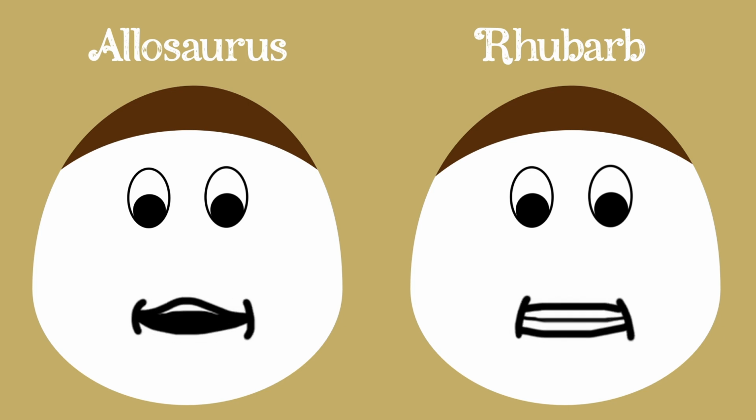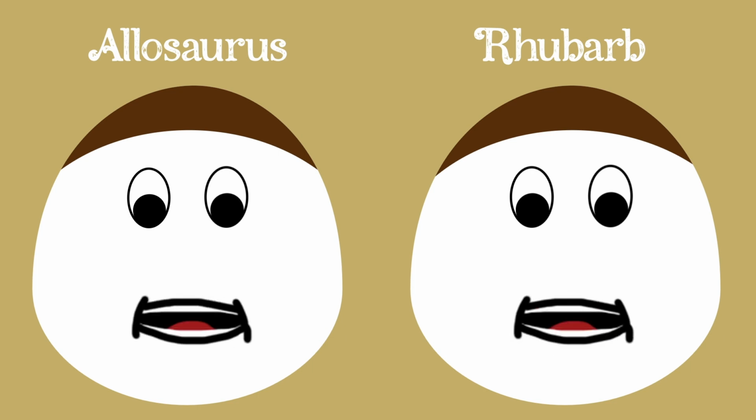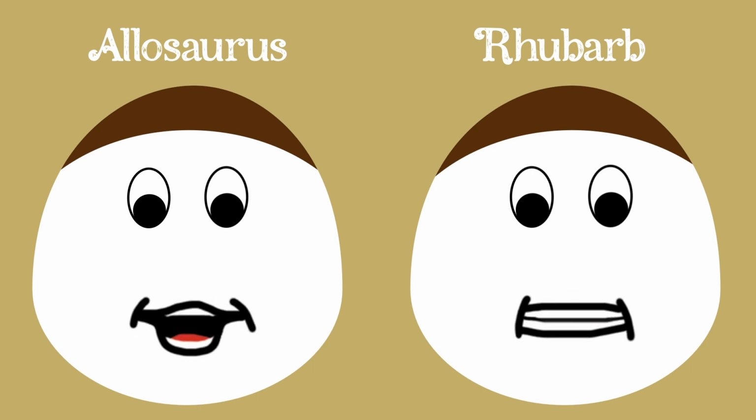Hello. Today we'll use the Google Text-to-Speech and test out Allosaurus vs Rhubarb for automatic lip sync in DaVinci Resolve.